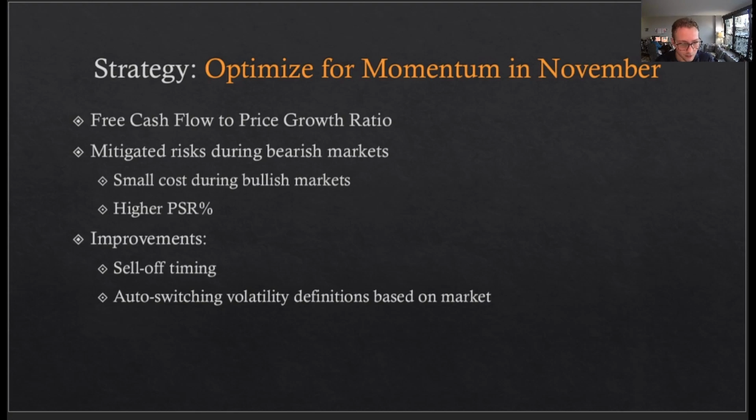So I've already said it a few times, but I'll say it again for the purpose of this slide. The strategy that underpinned our algorithm was focused on optimizing for momentum in November. We handpicked the fundamental growth metric that filtered stocks into a basket for the purpose of momentum trading. We then continued to optimize our algorithm to mitigate risks during bearish markets, which we believe contribute to our higher probabilistic Sharpe ratios. And we noticed a need for improvement in our sell-off timing.